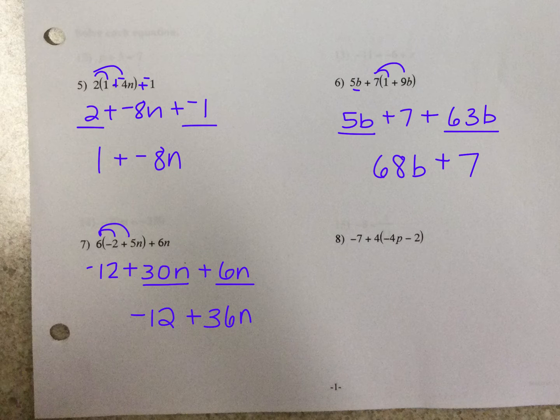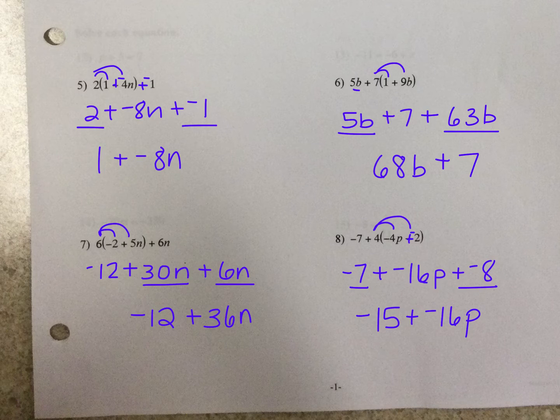All right, this one, make that a plus negative 2. I start by copying down my negative 7 and then distributing my 4. 4 times negative 4 is negative 16p. 4 times negative 2 is negative 8. Negative 7 and negative 8 can go together. Negative 7 plus negative 8 is negative 15 plus negative 16p.